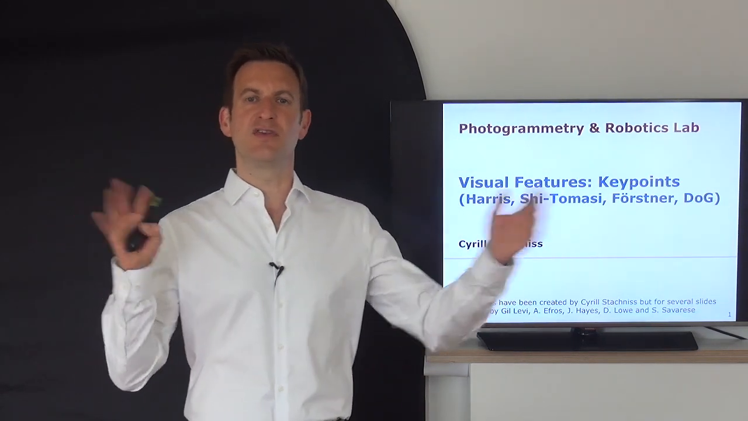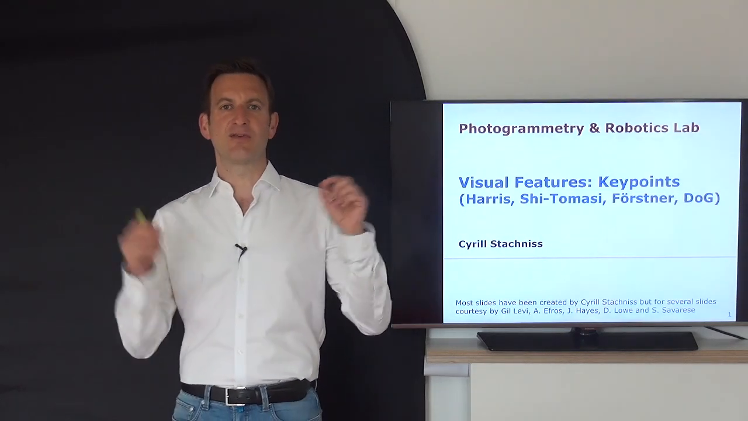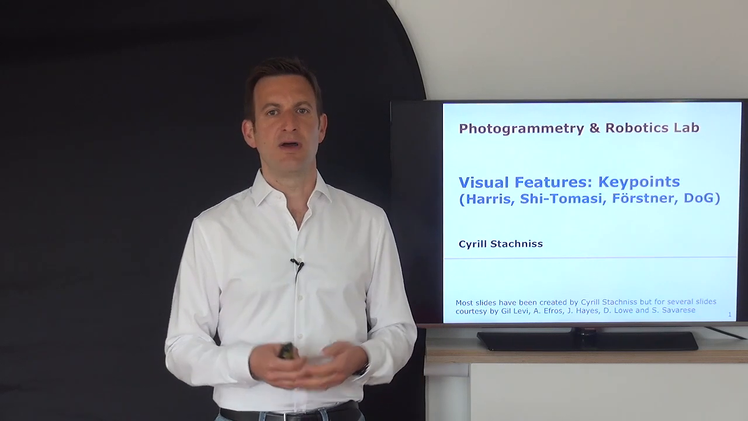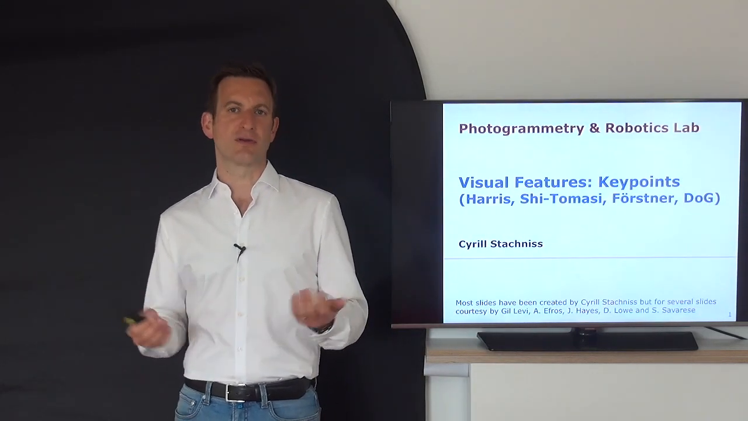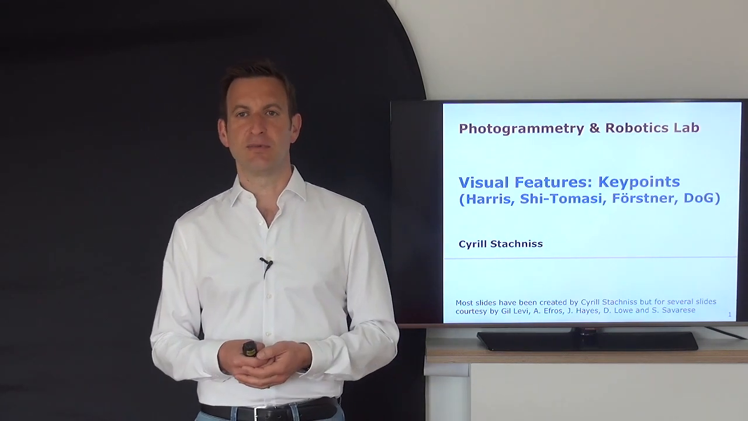So if you have two images taken from the same scene, those visual features allow us to make point correspondences, and therefore are very important for a large number of especially geometric estimation tasks, but can also be used for image recognition tasks, for example, where feature descriptors play an important role.